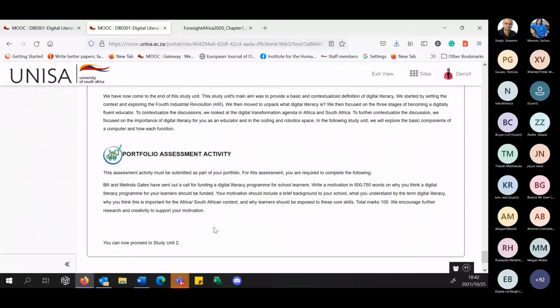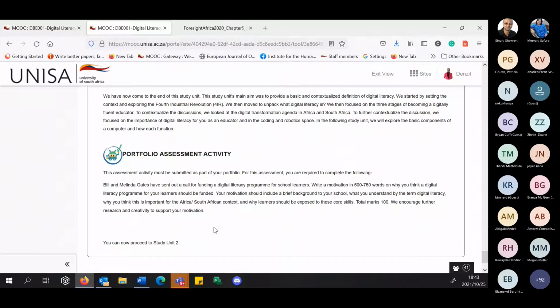So if you look at those areas, a brief background to your school, what you understand by the term digital literacy, why you think it's important for the South African context, and why learners should be exposed to core skills, all that information has already been provided to you above. What you now need to do is contextualize this to your school, to write that motivation as an educator on why this is important. And our aim here is to also get you to apply the digital literacy skills to your own context as a teacher in that particular school, right? The marks for this are out of 100, and we encourage further research and creativity to support your motivation. So here you are welcome.